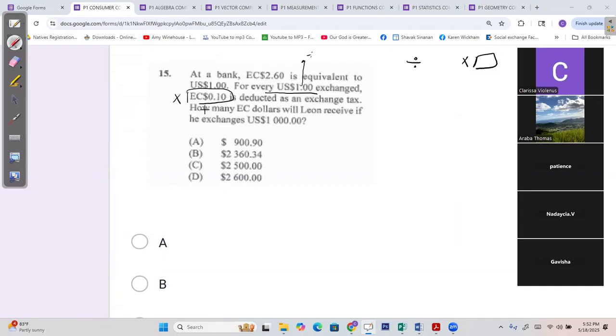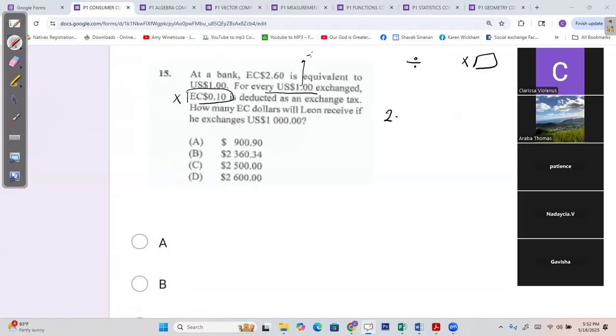Is deducted. How many EC dollars will Leon receive if he exchanges $1,000? Now, luckily for us, you realize what CXC does here. They give you numbers like 1,000 and 0.1 to make it easier. Everybody see what's going on? So it's just for you to remember and understand the rules. So the first thing you got to do, you got to convert this first, because our answer asks for EC dollars.